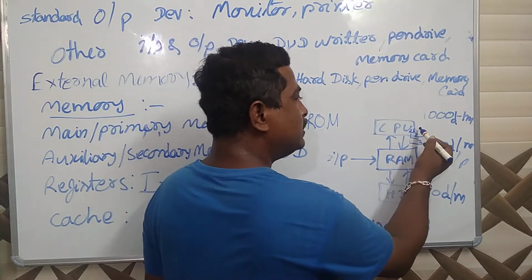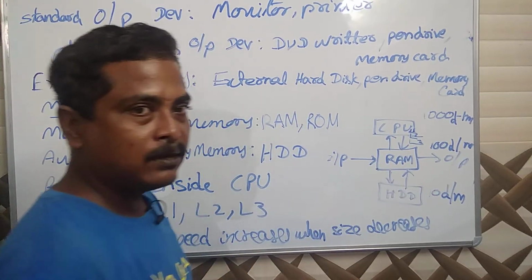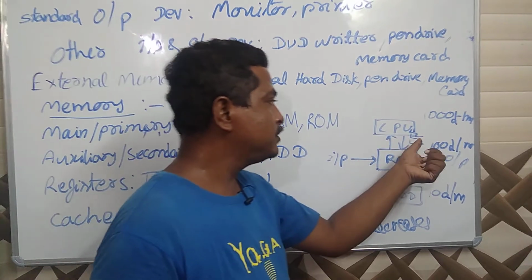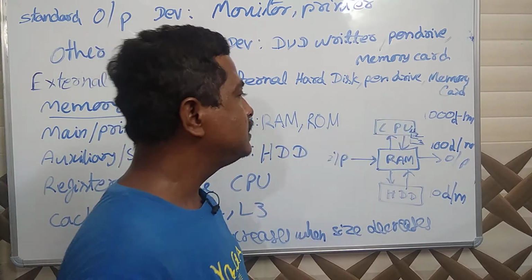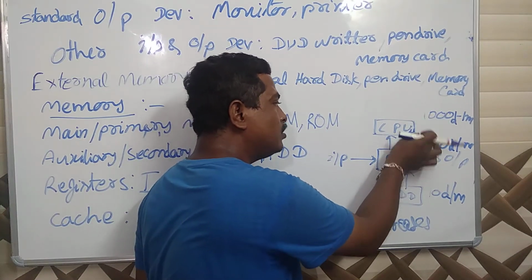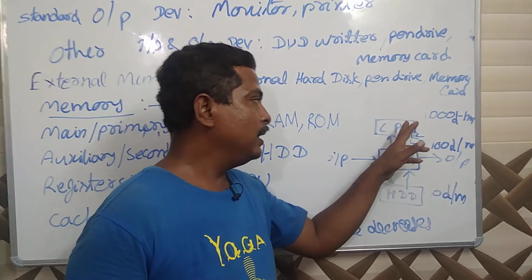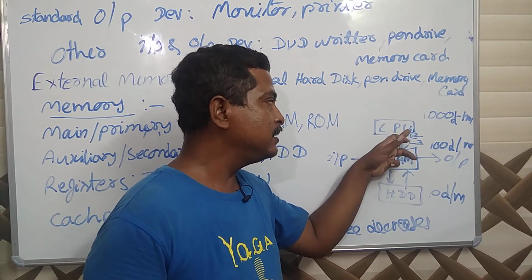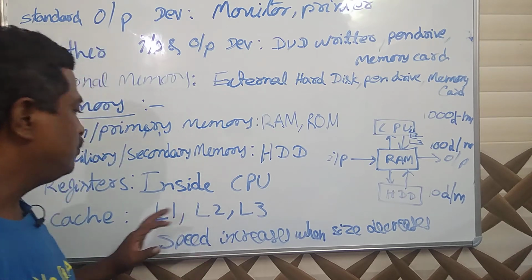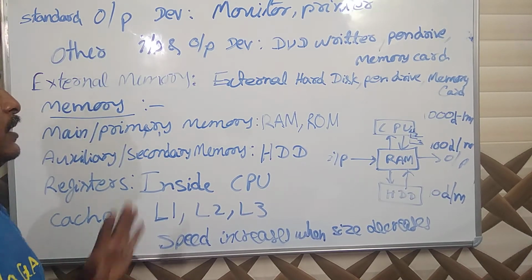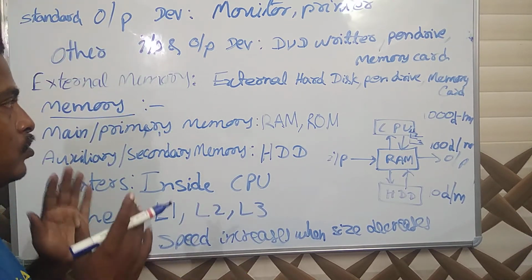So L1 is small, L2 is larger than that, L3 is larger still. According to that, speed varies, and they are situated like this. L1 is inbuilt in the CPU, L2 may be inside or outside the CPU, L3 is outside the CPU. L1 is less in size, L2 is larger than L1, L3 is larger than L2. This is the basic concept of cache memory. Like this, all the memory is divided. This is the total concept of memory.